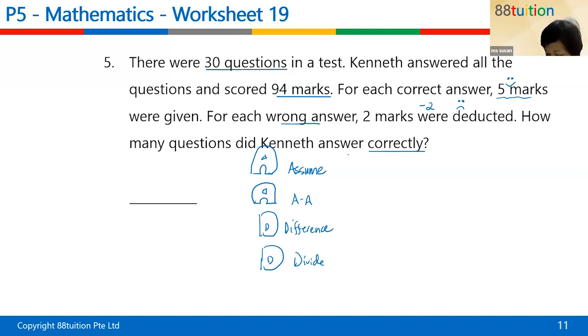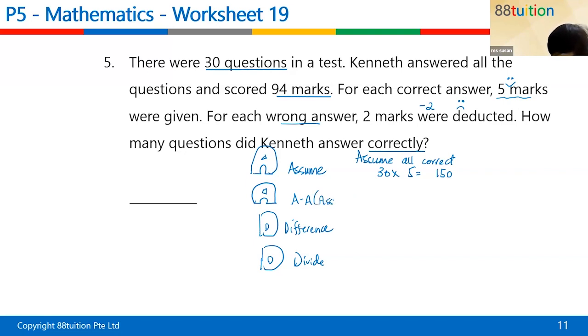Assume. So first thing we assume all are correct. Okay? So when you get all correct, what will be the points given to you? 30 multiplied by each question is 5 marks. So 150. However, he didn't get the 150. So I use the actual. Which one is higher? The assume minus the actual, right?